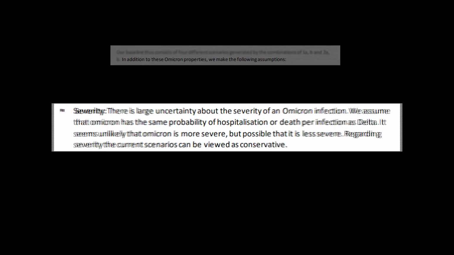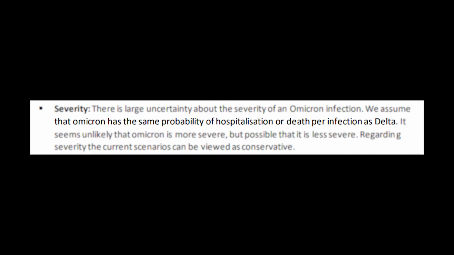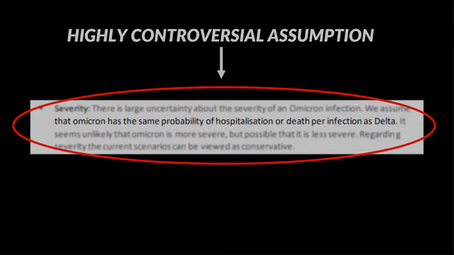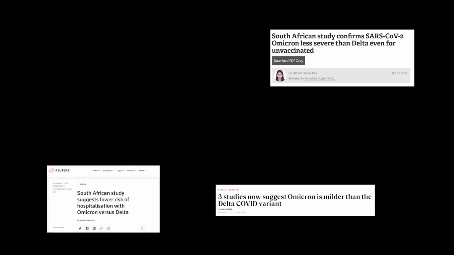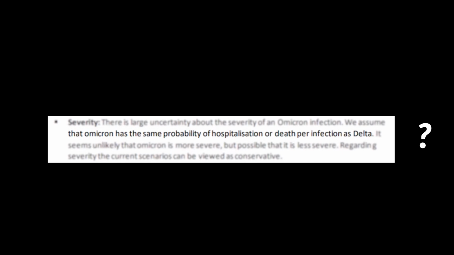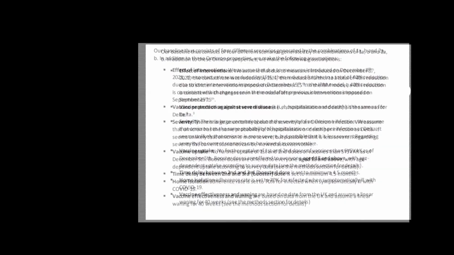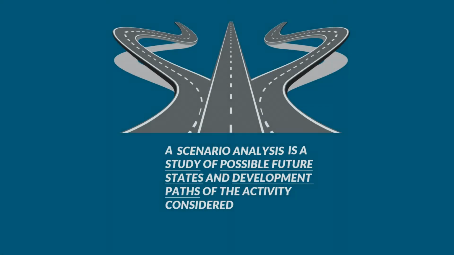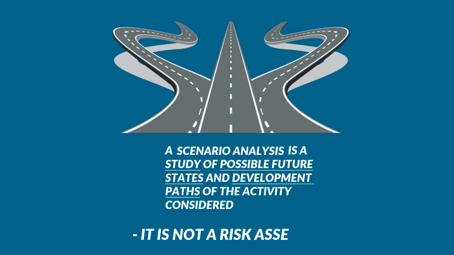A key assumption made was that Omicron had as serious consequences as the Delta variant. However, this was surely a highly controversial assumption, as there was considerable evidence from South Africa indicating that Omicron was less severe than Delta. Should not that be addressed in some way? Should not the risk related to the assumption be reported along with the scenarios? The example clearly shows that the scenario analysis is not a risk assessment.